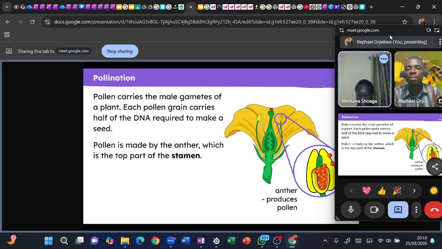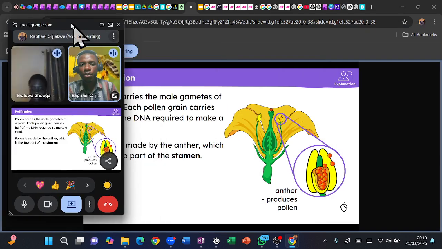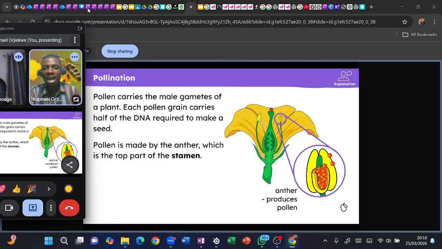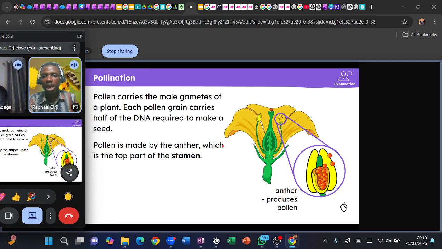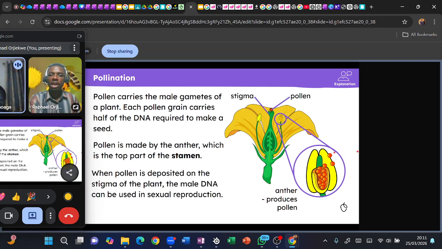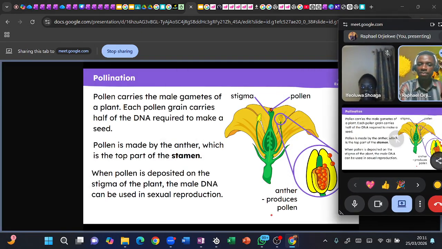So there we have the pollen. You can see the pollen grain there, right inside the anther. So the anther produces this pollen. The pollen is the male gamete, as we mentioned before, and is produced in the anther, the top part of the stamen. Then this pollen drops on the stigma, and this is where we are probably going closer to the fertilization stage.